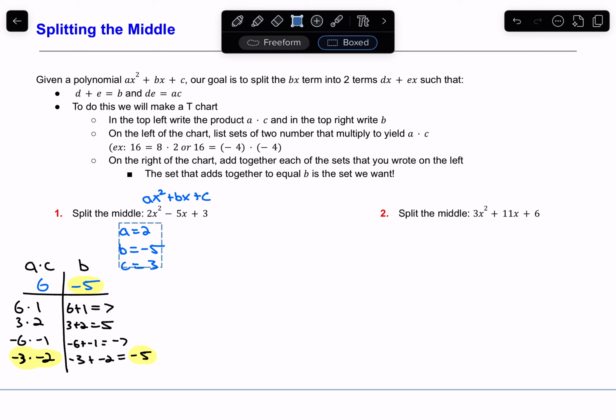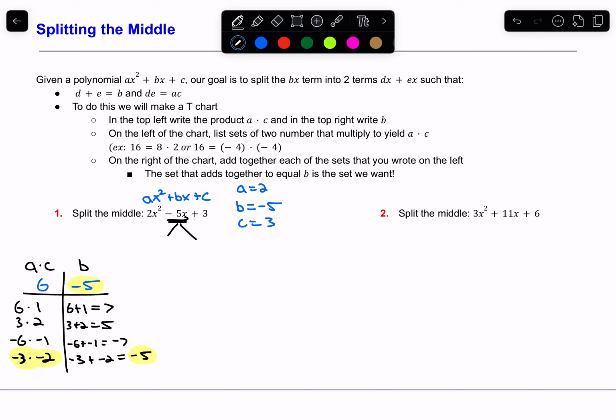All right, so now all we have to do is split the middle of this problem where the b term is this negative 5x. We're going to split it into negative 3x minus 2x. The way I got those numbers, the negative 3 is right here, the negative 2 is down here, so it's the two numbers we got for our set. But I need to include the x on it because I need it to be negative 5x when I add them back together. So notice negative 3x minus 2x gives me negative 5x. So I split my middle term.